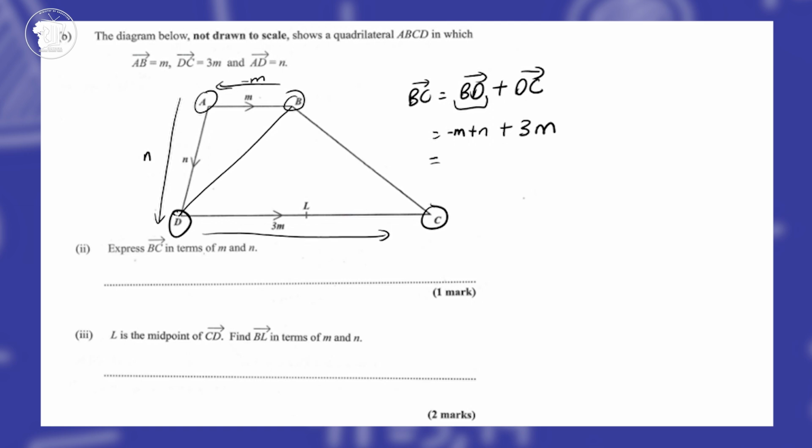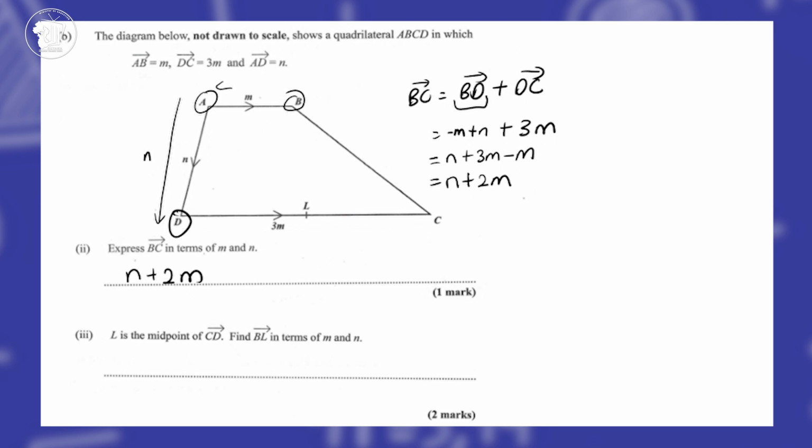So we put the like terms together, we'll have n plus 3m minus m, which will give us 2m. So here we can say n plus 2m as the answer, and this is our working. As nice and easy as that. So let me erase this to make it look cleaner to answer the other question. So we found BC to be n plus 2m in case we need that.